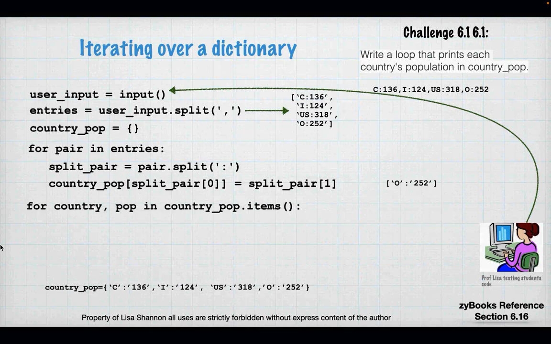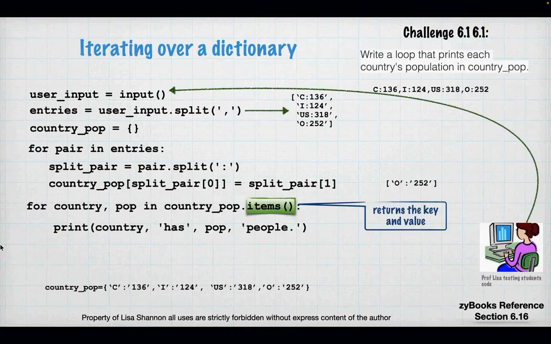So now I want to print it. So now what I'm going to do is I'm going to use a function called items on the dictionary. So what I have here is for country, comma, pop in country_pop.items. Country and pop are just variables. They are created in the for loop, and you can only access them in the local scope of the for loop. Items gives me back the key and the value. So I don't have to do anything special. By doing country_pop.items, country will have the key and pop will have the value. So that's what items does.